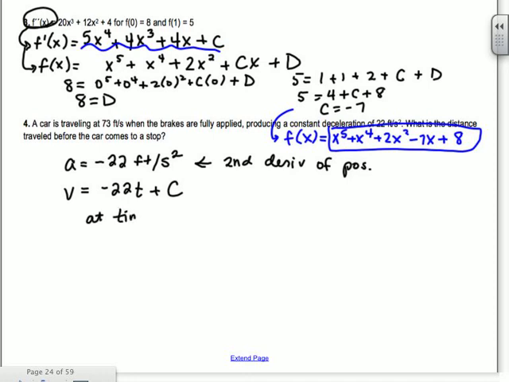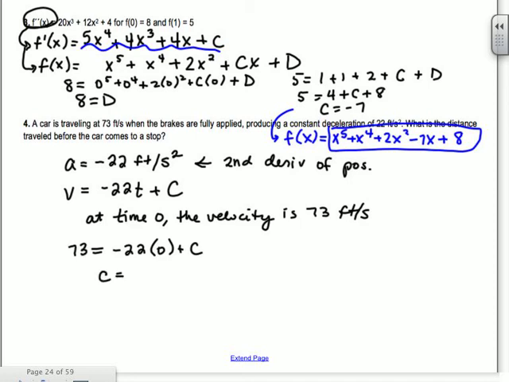At time 0, the velocity is 73 feet per second, right? So at the beginning of the braking, you were already traveling 73 feet per second. So if I plug in 0, my velocity should be 73. So that means c is 73. That always happens on these. C is your initial velocity in these.